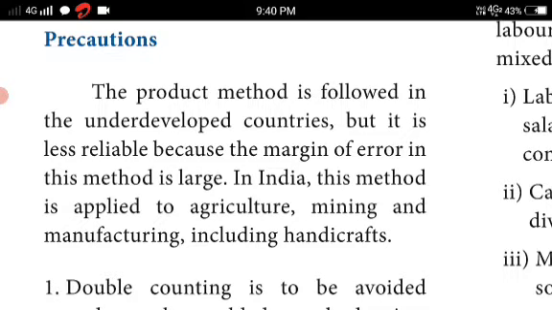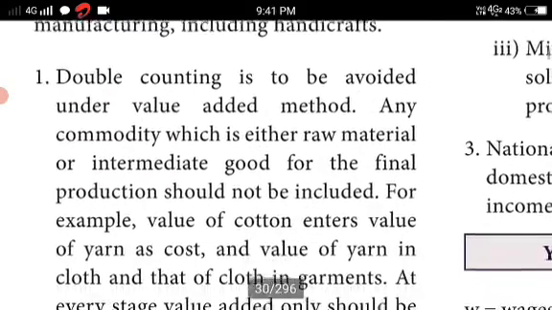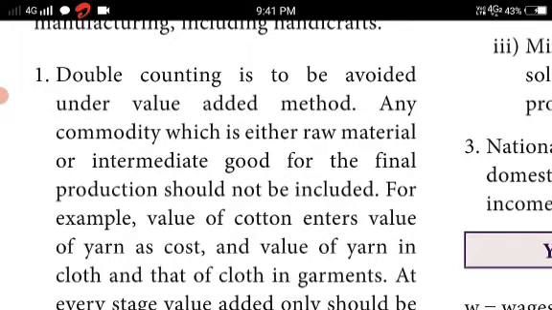So, though we are avoiding double counting and being conscious in the calculation of national income and the factors' contribution, it may be less reliable because the margin of error may come. This is a very large method, so error may be here. In India, this method is applied to agriculture, mining and manufacturing, including handicrafts, not to other departments or other sectors. Double counting is to be avoided under the value added method.